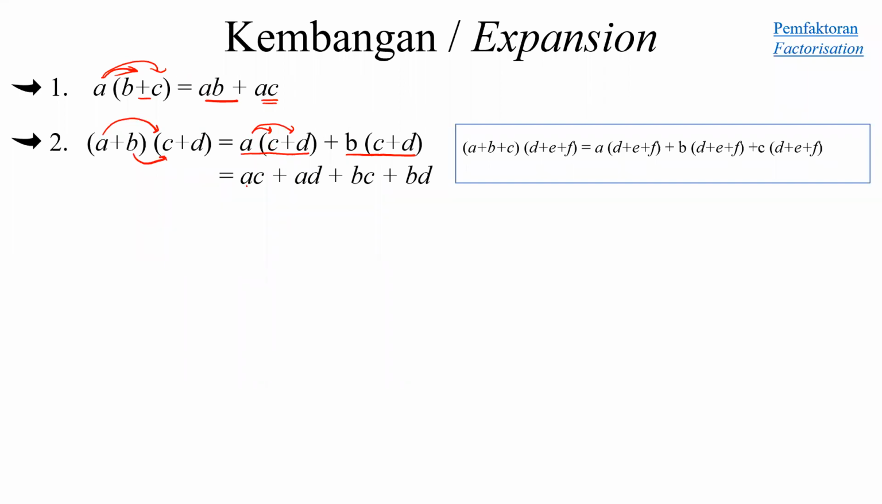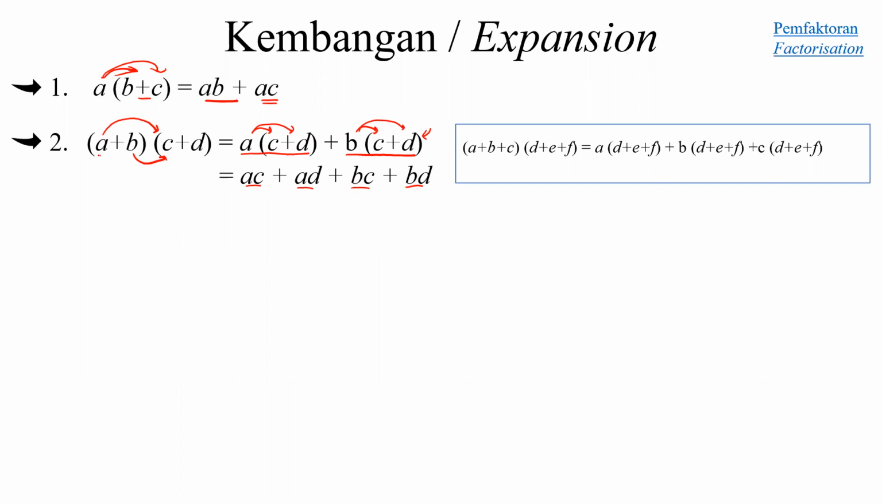So A times C, we get AC. A times D, we have AD. B times C, we have BC. B times D, we have BD. Of course, there is another way whereby we do not need to write this. That is only applicable, or I should say more suitable, for two terms in the bracket. So in this case, we shall do this.